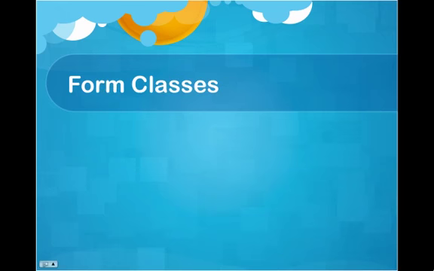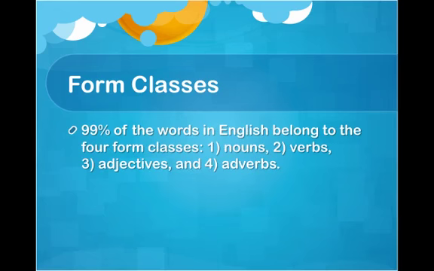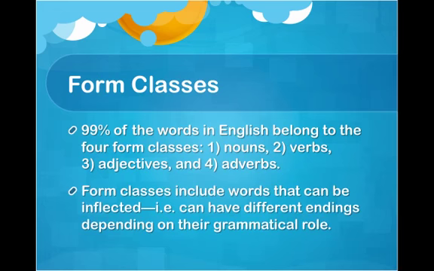Nouns and verbs are two of the four members of what we call form classes. 99% of our English words are either nouns, verbs, or adjectives or adverbs. So it makes sense that we spend a lot of time in our classrooms going over these parts of speech. How do you know that what you are dealing with is a noun, verb, adjective, or adverb? These are words that can be inflected.